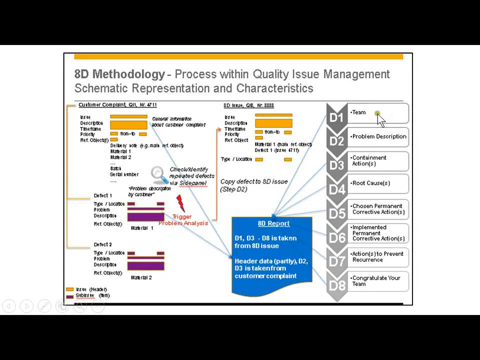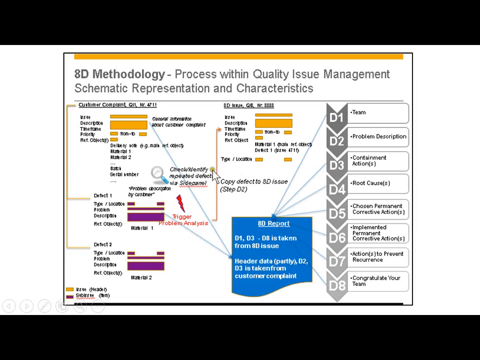that's inside issue management. We have D1, the team, D2, problem description, D3, containment action, D4, root cause, D5, permanent corrective action, D6, implement permanent corrective action. So D5 is to choose it, D6 is to implement it, D7 is the actions to prevent reoccurrence. Once we've done that, D8, congratulate the team for their efforts in correcting the process.